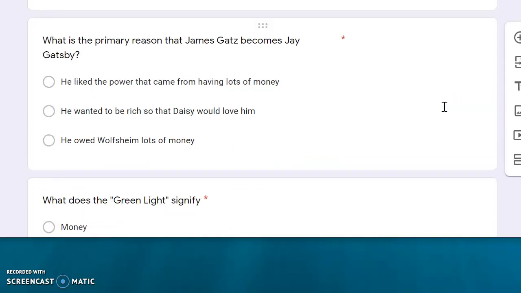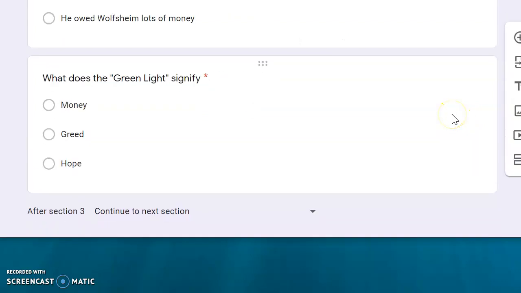What is the primary reason that James Gatz becomes Jay Gatsby? He liked the power that came from having lots of money. He wanted to be rich so that Daisy would love him. He owed Wolfsheim tons of money. What does the green light signify? Money, greed, or hope?